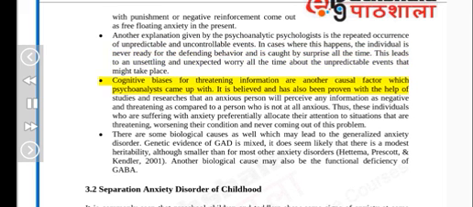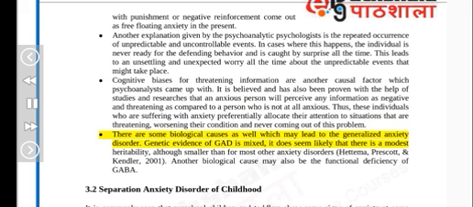Cognitive biases for threatening information are another causal factor which psychoanalysts came up with. It is believed and has also been proven with the help of studies and research that an anxious person will perceive any information as negative and threatening as compared to a person who is not anxious. Thus, these individuals suffering with anxiety preferentially allocate their attention to situations that are threatening, worsening their condition and never coming out of this problem.